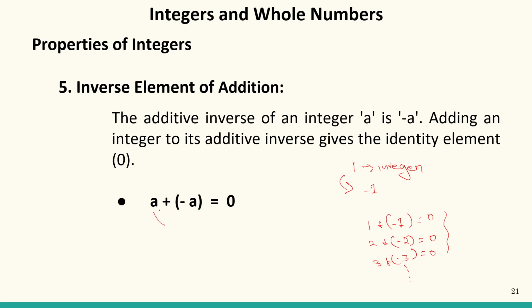If a is an integer, then minus a is an additive inverse of a. Why? Because a plus minus a is equal to 0. We saw that for 1 it is minus 1, that is equal to 0. For 2 we saw that minus 2 is its additive inverse. That's why their sum is equal to 0. And we can see it for all the natural numbers present in the integer set.